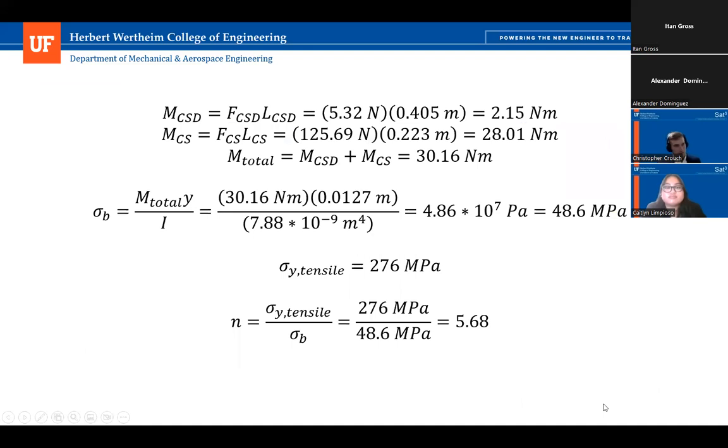Based on the moments found in these forces, the combined moment of inertia and the distance of the stress concentration from the centroid, the maximum bending stress is found to be 48.6 megapascals. Then, using the tensile yield stress of aluminum 6061 T6 alloy, a factor of safety of 5.68 is found. Next slide, please.